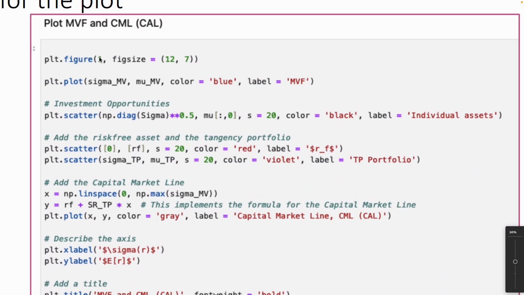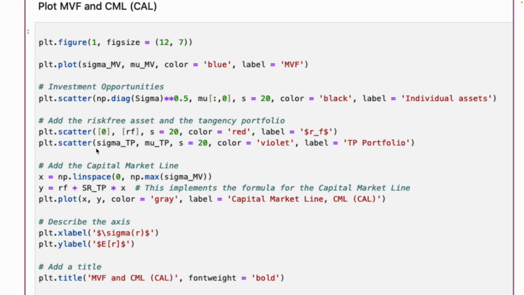So I also plt.figure1, so I kind of overwrite my old figure, which shall have the same size that we talked about. It's my minimum variance frontier. I just changed the label a bit, make it shorter now, MVF, minimum variance frontier. Investment opportunities are also as discussed, and now what's new is my straight line. So I use a scatter plot. Not yet. I'm kind of decomposing my capital market line into a few steps.